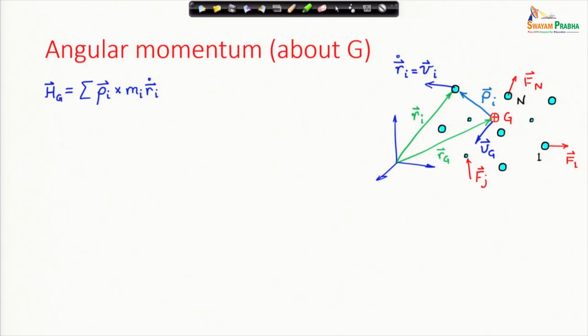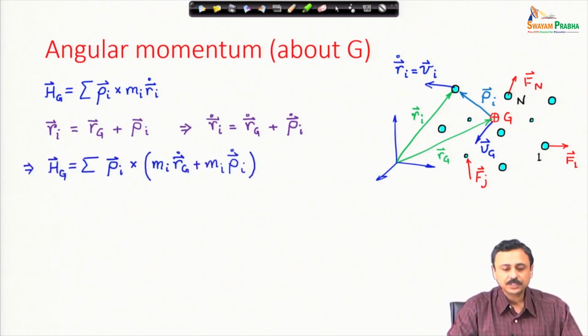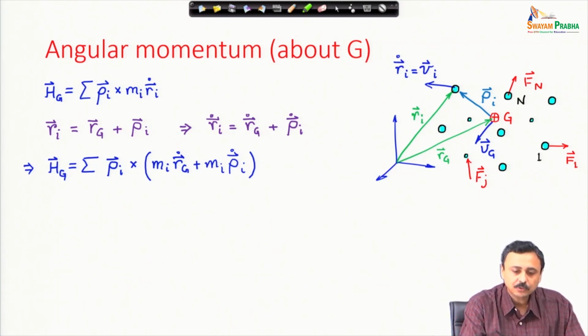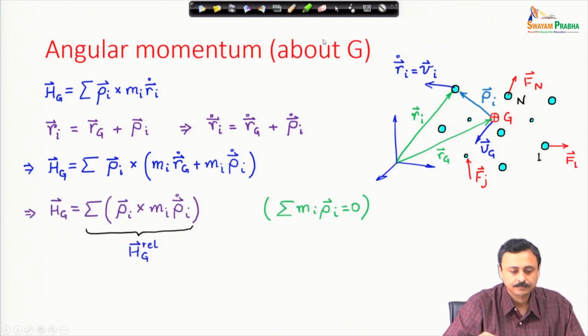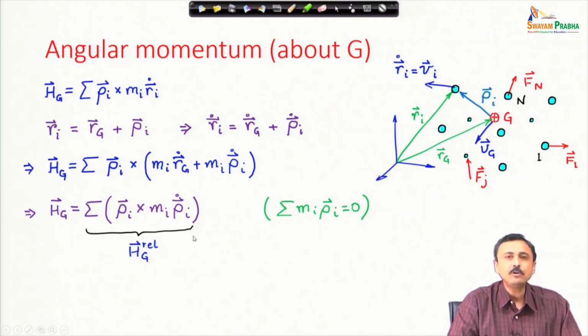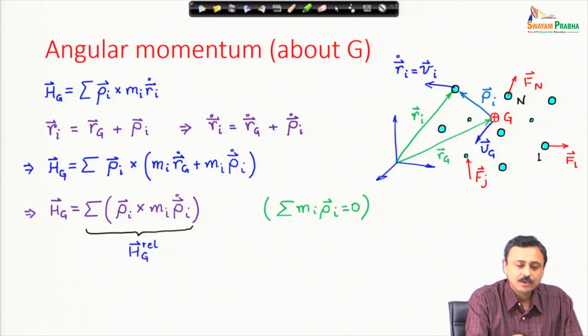So, this is our expression of angular momentum about g, and we have been using these expressions. If I replace only the second term here, r I dot, I write it like this. Then h g reduces to rho I cross m I rho I dot. Now, this is the angular momentum about the center of mass.